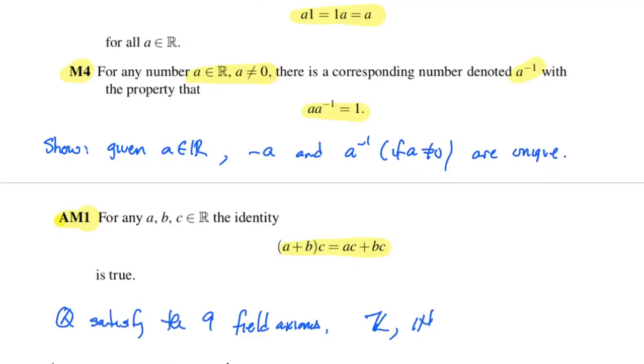Z and N don't. You can find at least one, probably more than one, of those field axioms that the set of integers and natural numbers under addition and multiplication will not satisfy. So the real numbers and the rational numbers are fields. They satisfy the field axioms. The natural numbers and the integers are not fields. They're sets with addition and multiplication, but the structure is not sufficiently rich to make the set a field. Okay, cool.